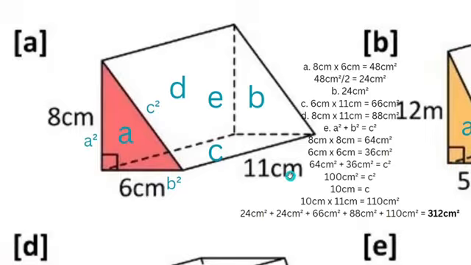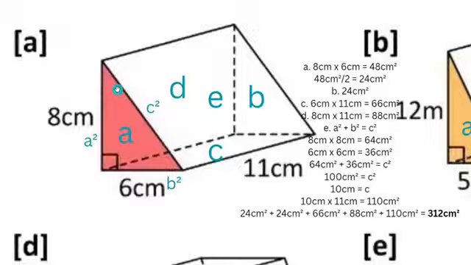To calculate E, we first have to know the length for this part. So A square plus B square would equal C square, which is the length. So 8 cm times 8 cm equals 64 cm square, and 6 cm times 6 cm equals 36 cm square. 64 cm square plus 36 cm square equals 100 cm square. The square root of 100 cm square would equal 10 cm, which is the length for this part.